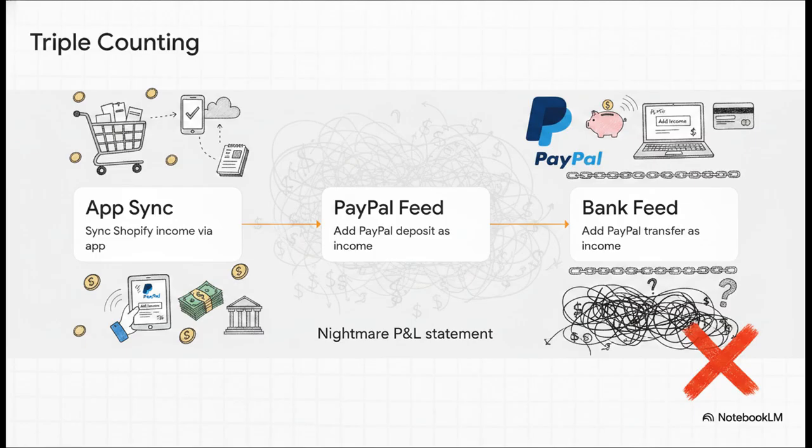Think about it. First, an app correctly pushes your Shopify sale over to the ledger. Great. But then you see the money hit your PayPal bank feed and you manually click Add as income. And then, finally, when PayPal transfers those funds to your actual business checking account, you see it in the checking feed and you click Add as income again. Boom. Suddenly, one single sale has become 3, creating an absolute nightmare on your P&L.